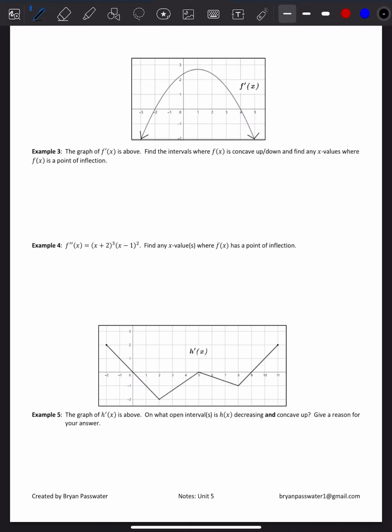We have a couple more problems to look at. So the graph of f prime is above. Find the intervals where f of x is concave up, and find the x values where f of x is a point of inflection.